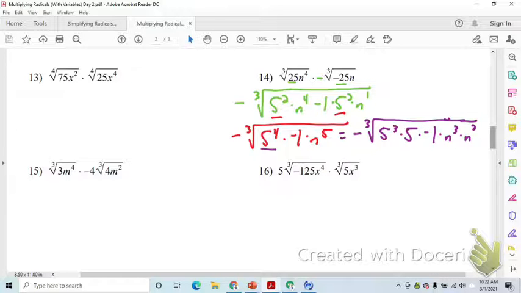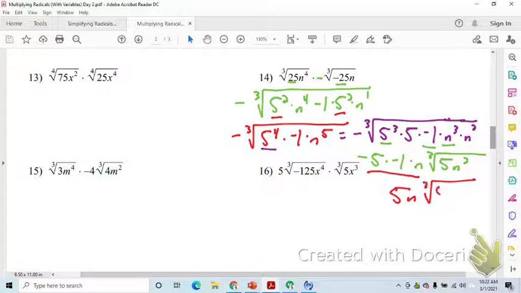Now that I have that, now I can start doing my work. So that's a negative out front. The third root of 5 to the third is a 5. The third root of negative 1 is negative 1, and the third root of n to the third is n. And what stays inside? We have the 5 and the n squared that stays inside. Our answer, our solution, when we multiply these out front, is going to be a positive 5n, and then I have the third root of 5n squared in there. So kind of a tough problem there, but we handled it.